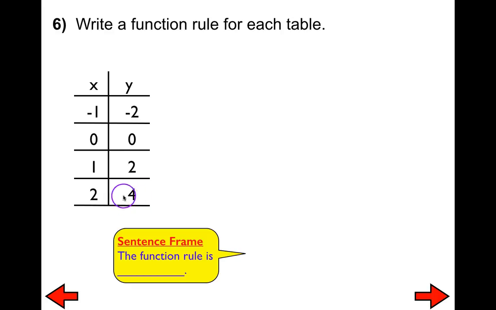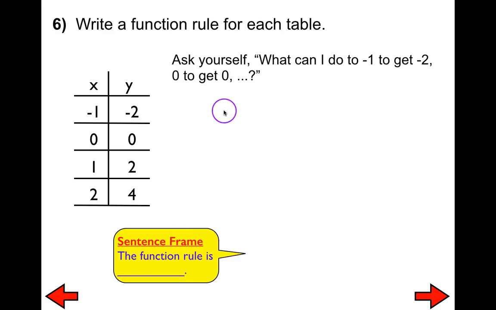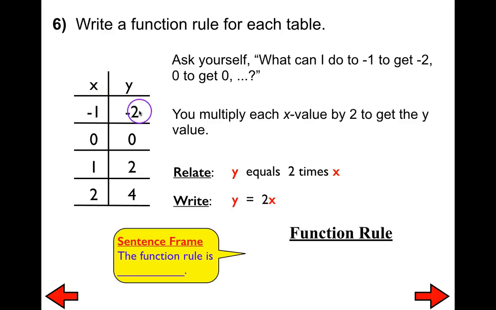Okay, so let's check it out. Hopefully your answer was that the function rule is you have to take the input and multiply it by 2 to give you the output. So here, the function rule would be y equals 2x, okay? Because every time, hopefully you noticed, the input values were doubled to give you the y value. So here the function rule is y equals 2x.